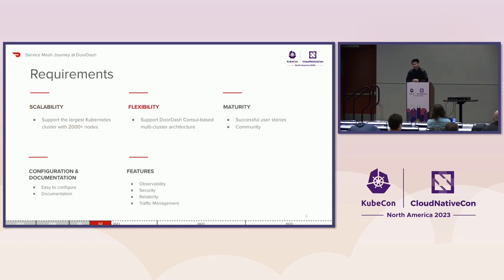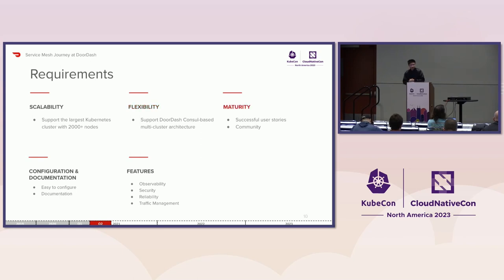Flexibility. We don't want to live with that single Kubernetes cluster forever. To make our life easier, we implemented a Consul-based multi-cluster infrastructure and had already started the migration to move some microservices to new clusters, to put less pressure on that old single Kubernetes cluster's control plane. So we needed the solution to be less opinionated and flexible enough to support our unique multi-cluster setup.